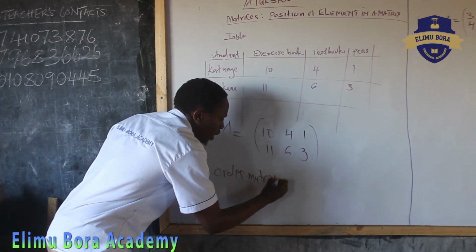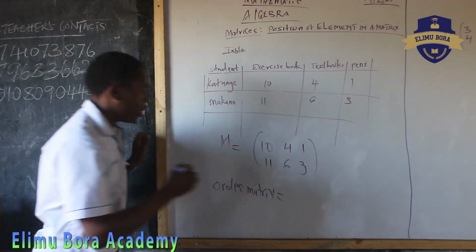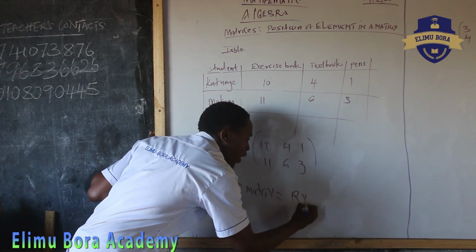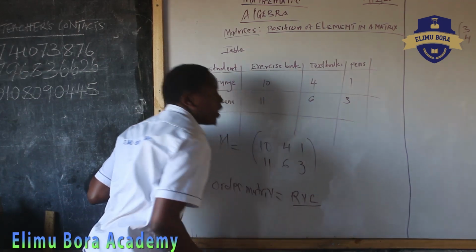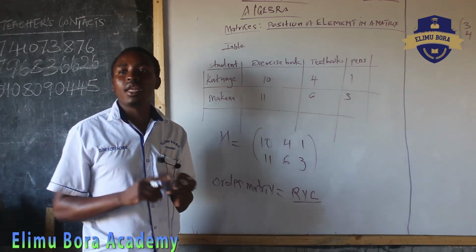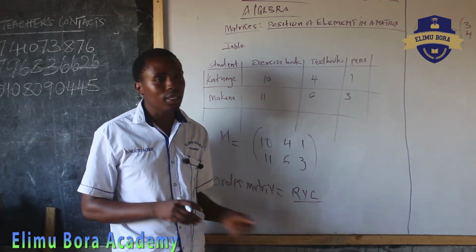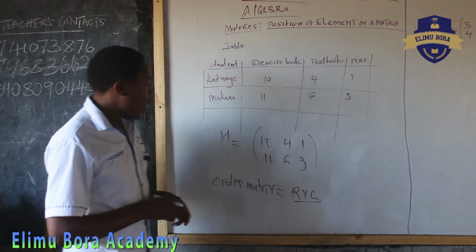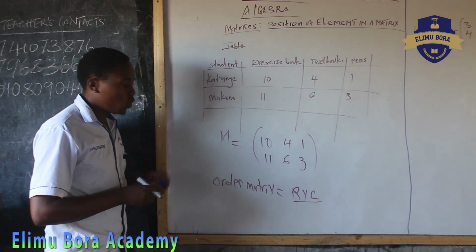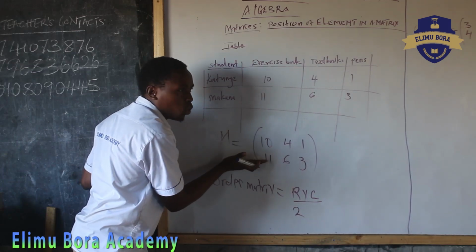The order of the matrix, class. We say when we want to look on the order of the matrix, we take what and what? We take row, we multiply by the what? Column. We take row, we multiply by the column. So whereby you have to identify the number of the rows, then we identify the number of columns. Then we multiply the result that we got. Now, how many rows do you have there, class? 2. We have 2 rows. Whereby we have 1, 2, isn't it?